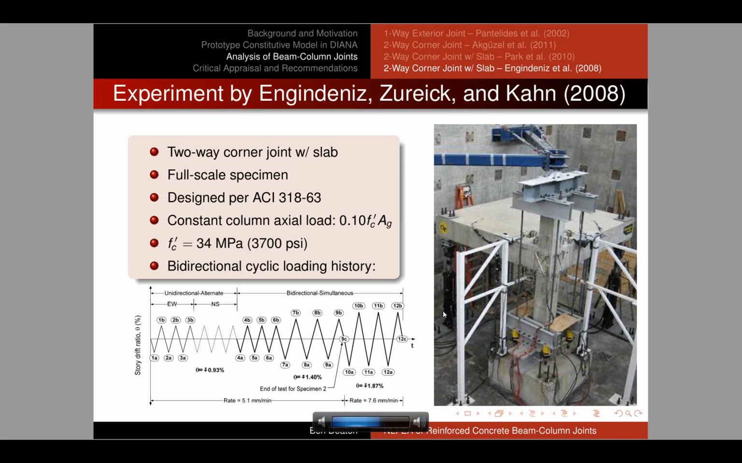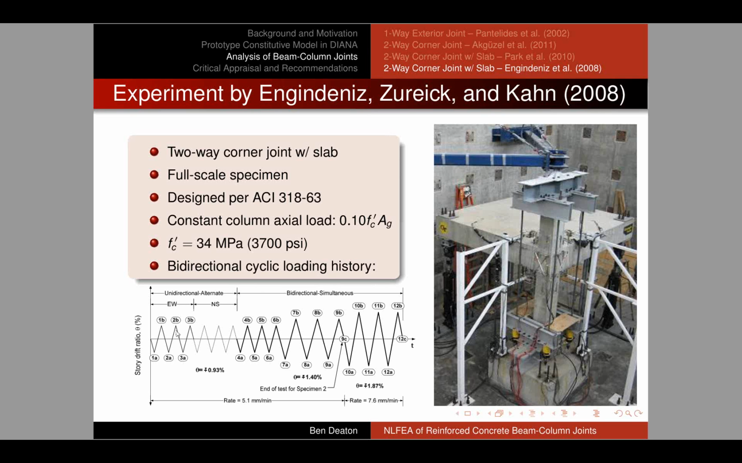The final experiment we'll look at today was simulated at Georgia Tech by a friend of mine, Murat Ngendenez, who also works at SGH in Boston with me. This was a two-way corner joint with slabs, so it's very similar to the last specimen that we looked at. It's a full-scale specimen, and it's designed based on ACI 318-63. This one had a constant axial load history and a bidirectional cyclic loading history that looked like the following. So you can see here that there's an actuator attached to the end of each of the beams. The top of the column is pinned.